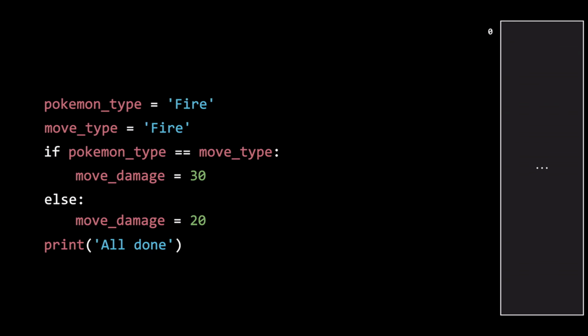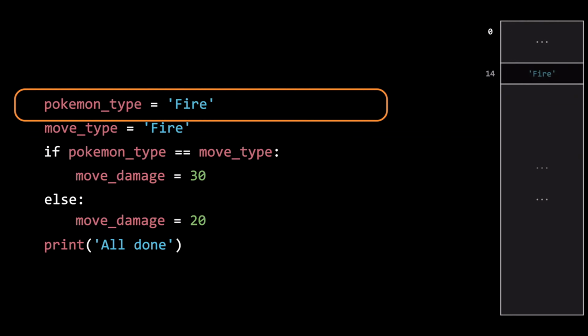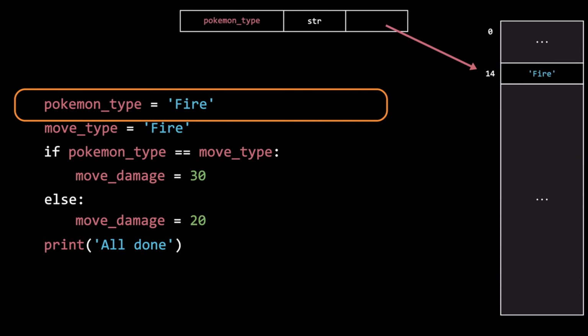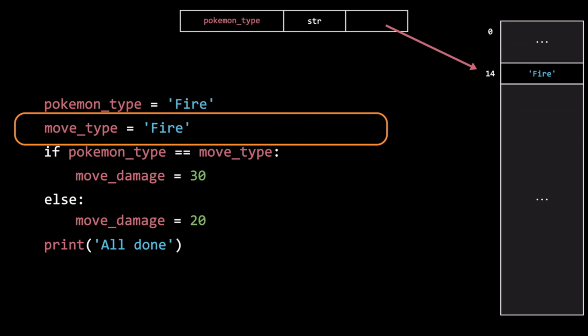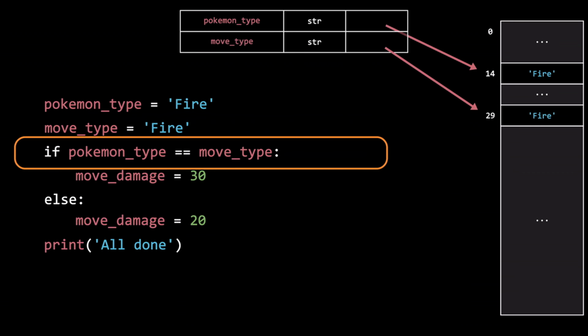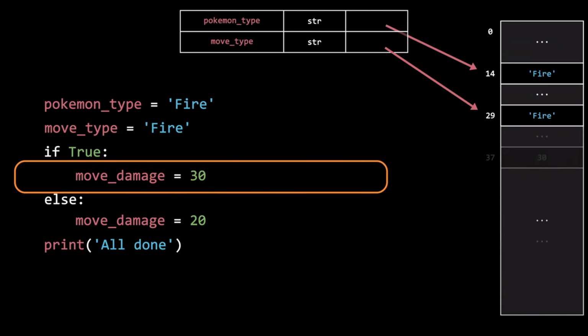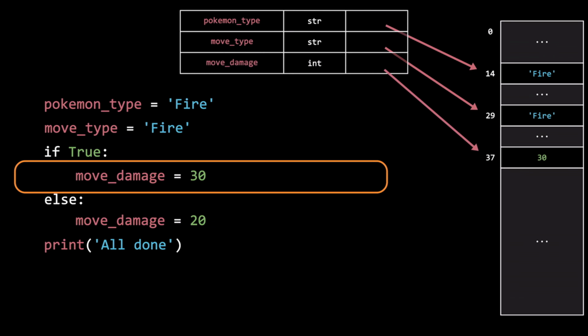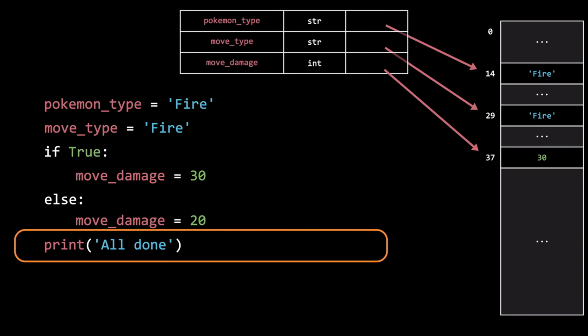What if you want to execute one block of code when the condition is true, and a different block of code when the condition is false? That's what the if-else statement is for in Python. First we declare a Pokemon type variable set to fire, and we set a move type variable also set to fire. If the Pokemon type and the move type have the same value, so in this case it evaluates to true, then we execute the statement inside the if statement like we did with the regular if statement. So in this case, move damage will be equal to 30 when this program executes.